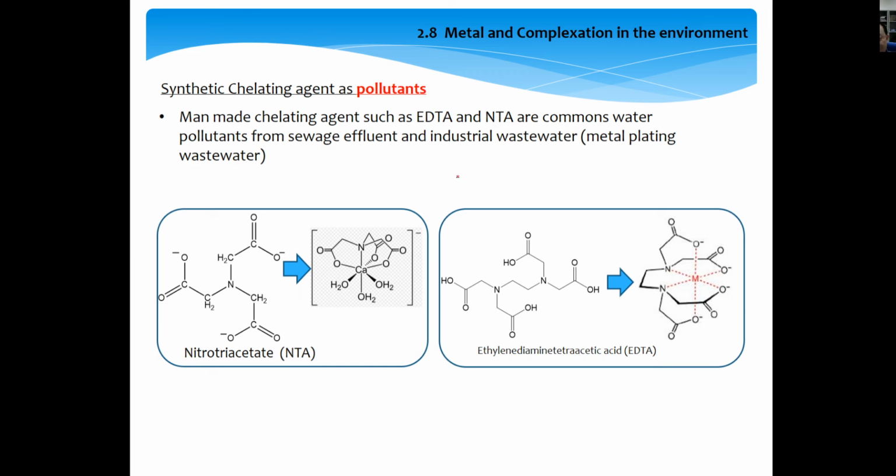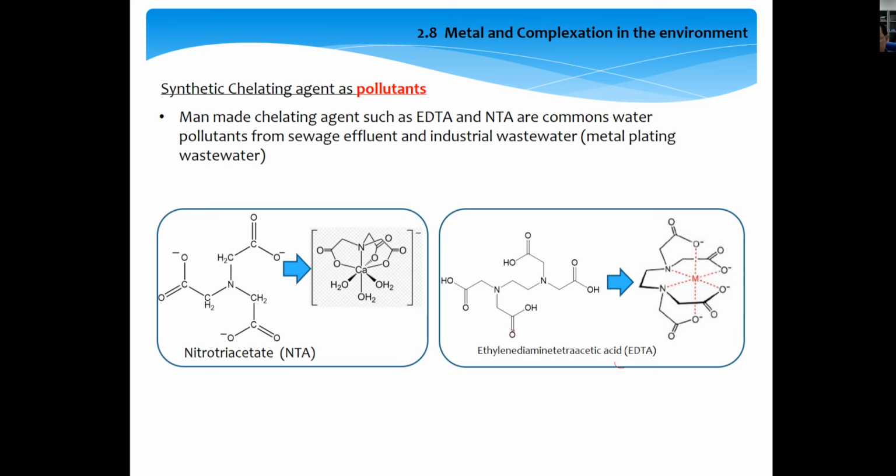So we are done with the natural ligands. Now we take a look at the synthetic chelating agents. Synthetic chelating agents are actually man-made chemicals such as EDTA and NTA. They have been found in a lot of sewage effluent and industrial wastewater. For those who have attended the analysis lab, you know what EDTA is. You use it for complexation titration.